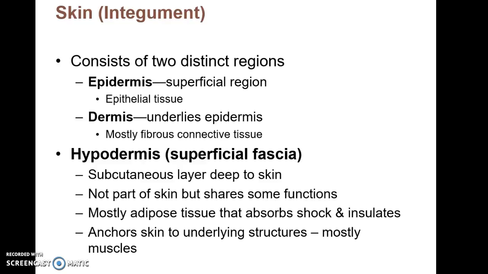In addition, you also have the hypodermis, also known as superficial fascia. This is the subcutaneous layer, which is deep to the skin. Technically, it's not part of the skin, but it provides shock absorption and insulation. It anchors the skin to the underlying structures. This area is where you would have an increase in weight gain. Hypodermis is going to be located in the thighs and the breast of women and the anterior abdomen of men. This is the location where hypodermic injections will be administered.